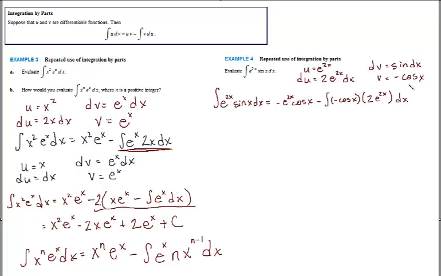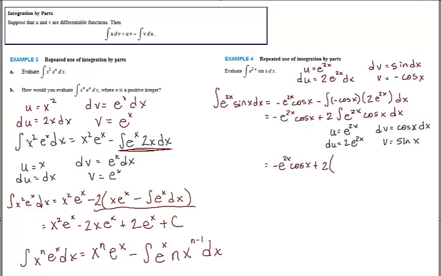Alright, at this point you're tempted to go, well, that's still very messy. But yeah, just keep on with these ones with the e's and the sines, or e's and a cosine. Just stick with it, because there's going to be a little trick we're getting ready to pull out of our hats here. I'm going to do integration by parts again. I'm going to pull that 2 out front, and I'm going to let u equal e to the 2x, and I'm going to let dv equal cosine x.